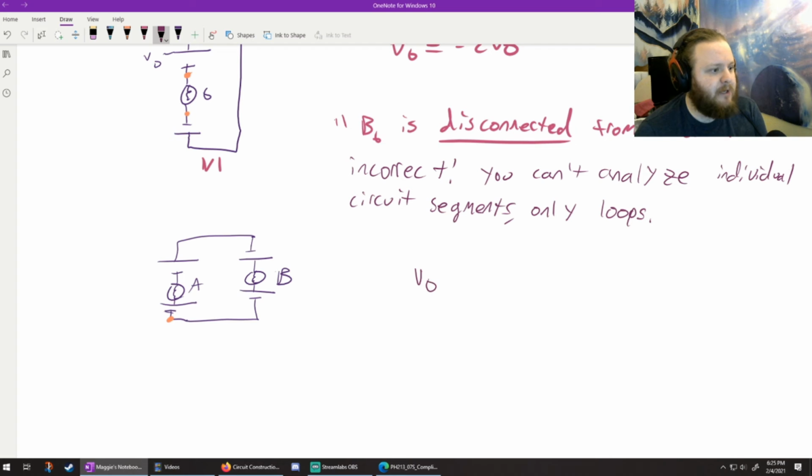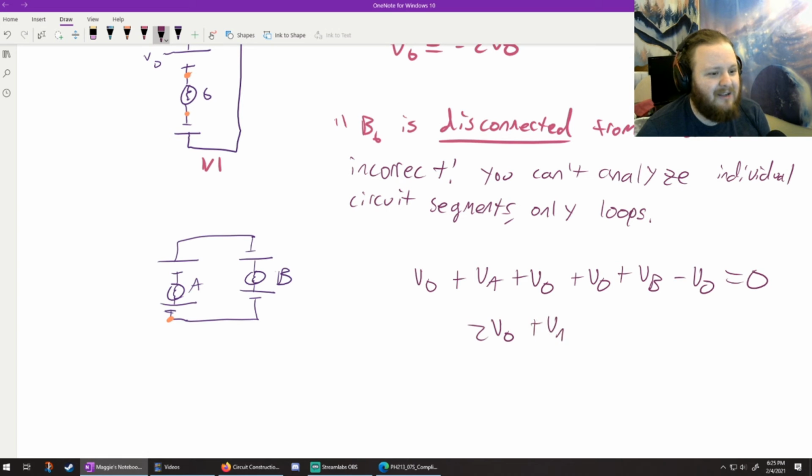I'm going to start at the orange point. I'm going to go across a V naught. I'm going to go across the light bulb A. I'm going to go across another V naught, another V naught, and then across VB, and then I'm going to go the wrong way across the terminal. This tells me that I have, what do I have left? 2 V naughts plus VA plus VB equals 0.